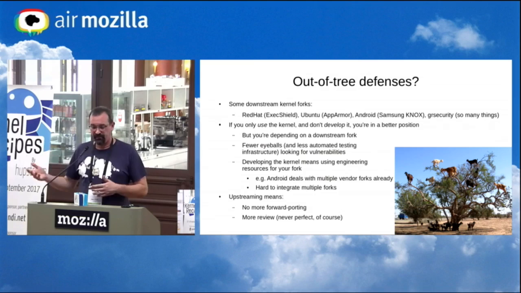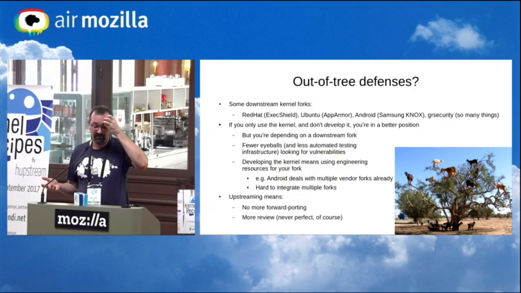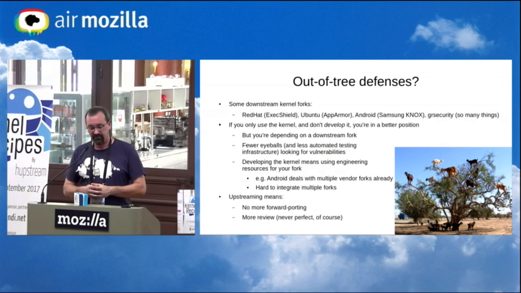There's sometimes hardware-specific or sort of vendor differentiation defenses. An example would be the Samsung Knox patches for Android. And then, you know, the pioneer of Linux kernel defense has been grsecurity, which has been in a giant patch with lots and lots of stuff. And those have been traditionally too complex for anyone to upstream.